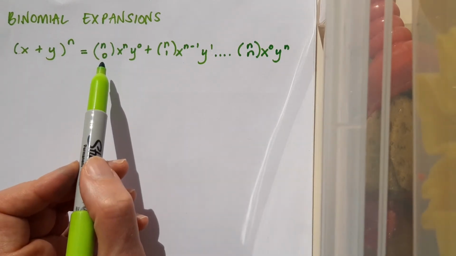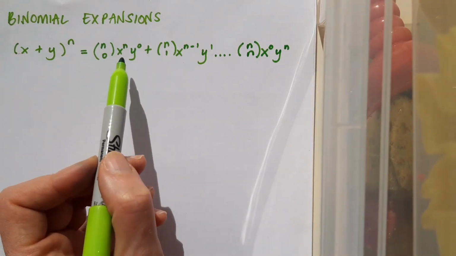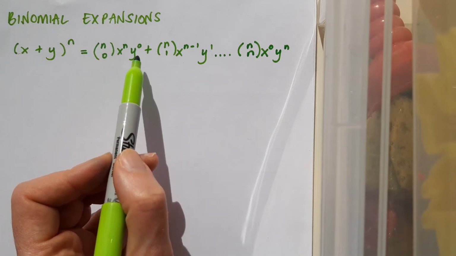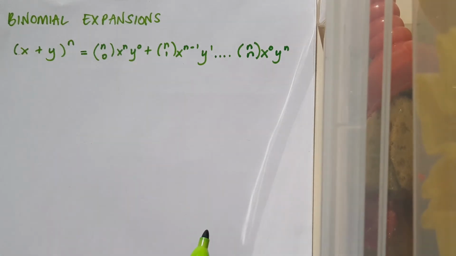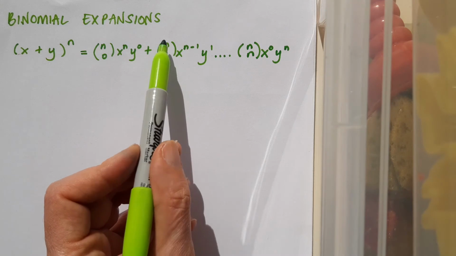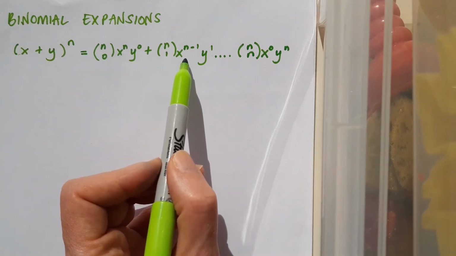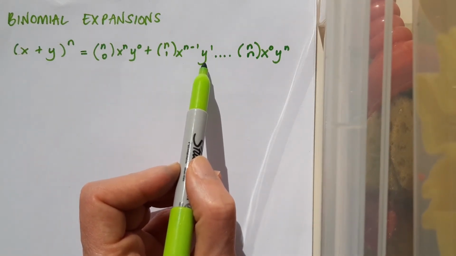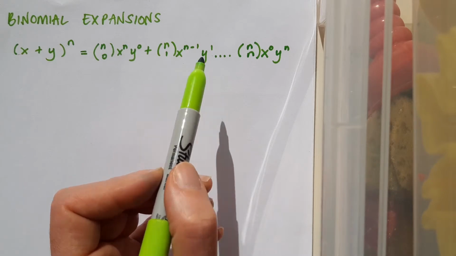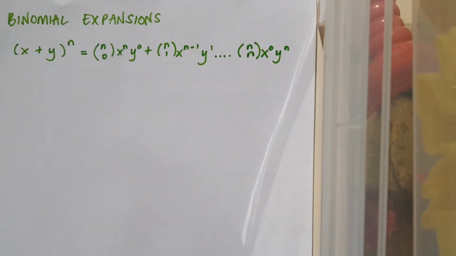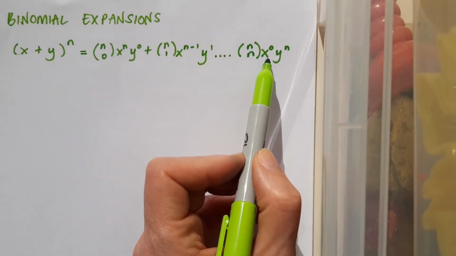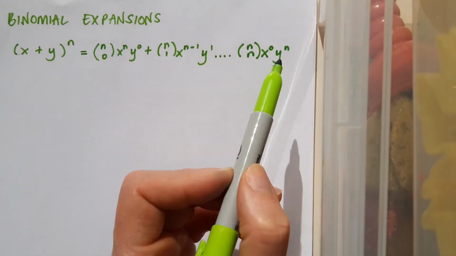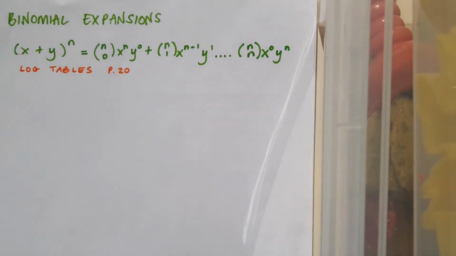We have n choose 0, our first term to the power of n, our second term to the power of 0. Then we have n choose 1, we reduce our power on x by 1, and we go to y to the power of 1. And we keep reducing the power on x by 1 and increasing the power on y by 1 until we end up at n choose n, and x is to the power of 0 and y is to the power of n. This rule is to be found in the log tables on page 20.